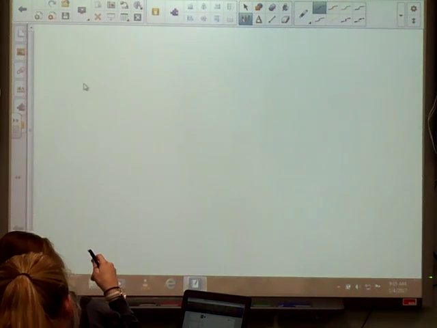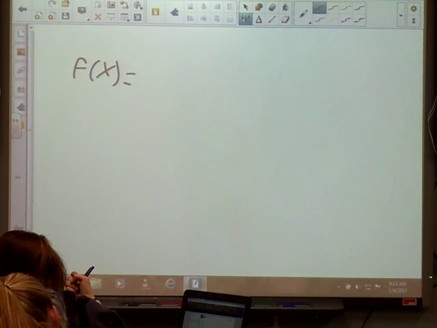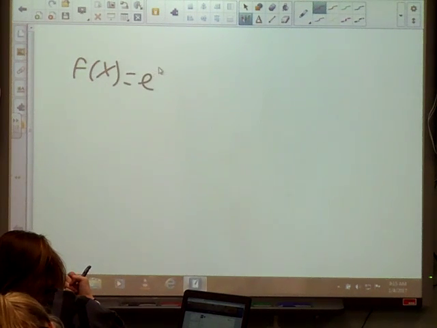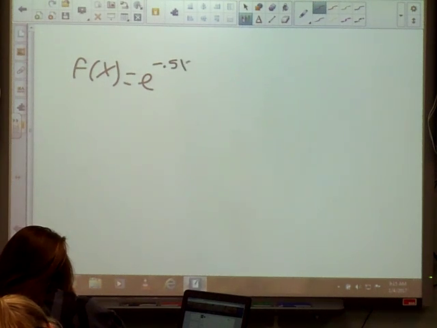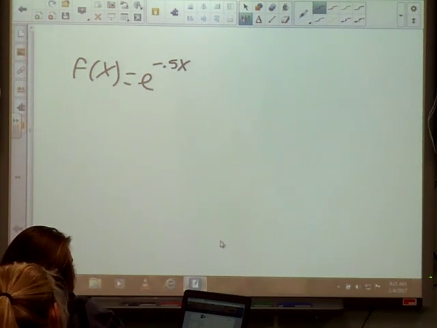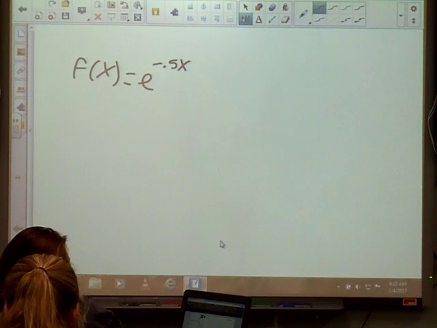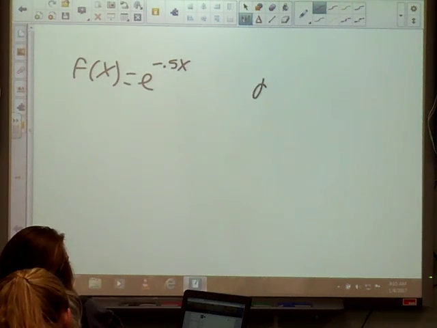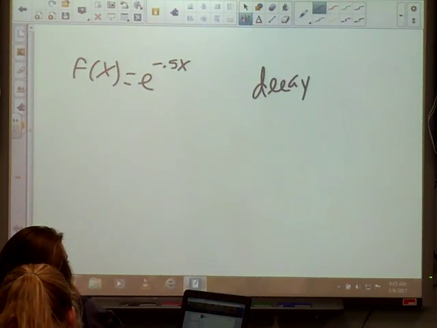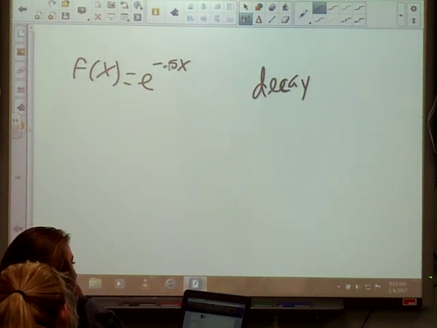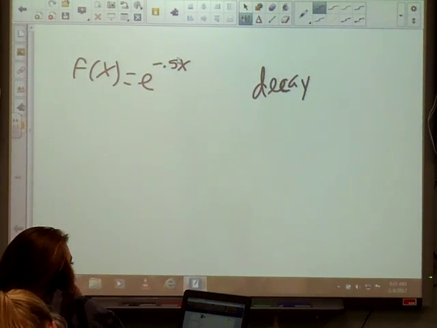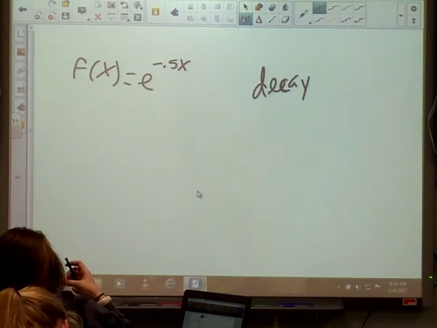Alright, let's see. What about f of x equals e to the negative 0.5x? Is that a growth or a decay? Everybody agree on that? Our r is negative half. Negative is smaller than 0, right? So it's a decay. You could graph it and check it and make sure if you needed to.